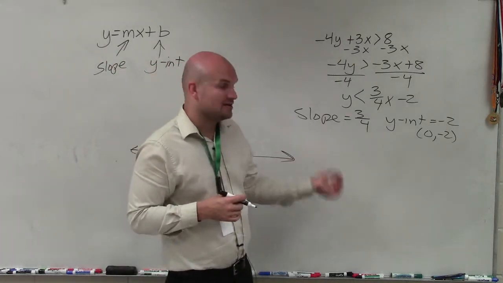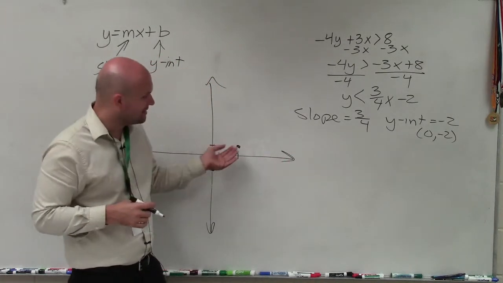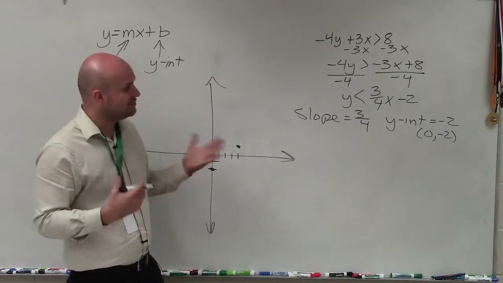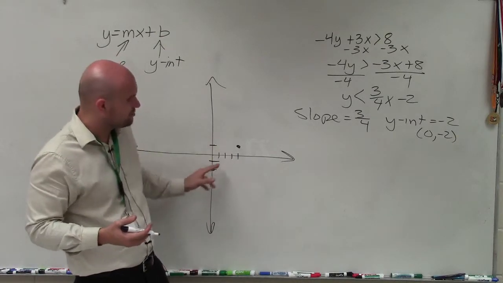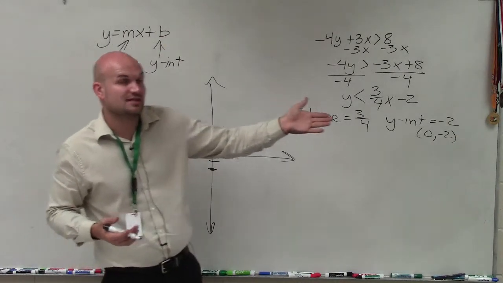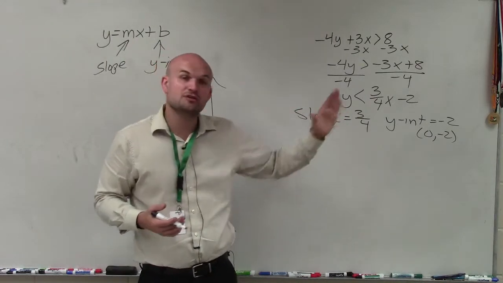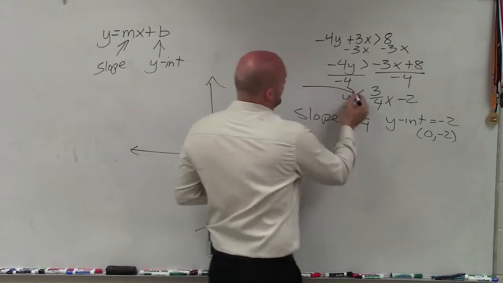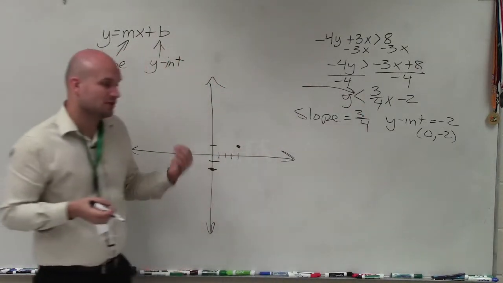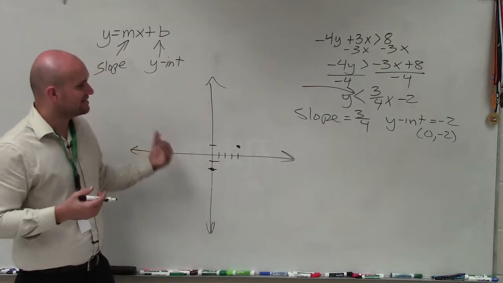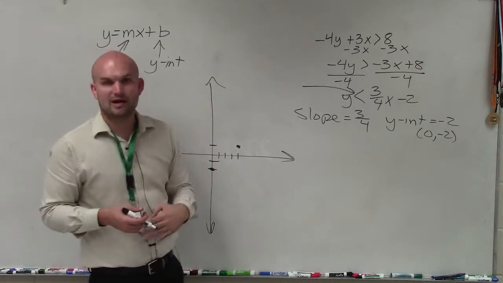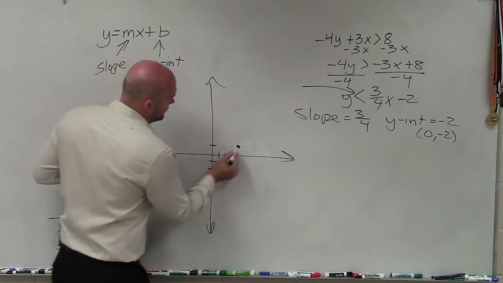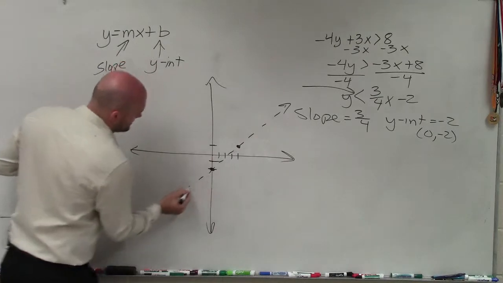Now, I also need to determine whether my line is going to be part of the solution or not. You could use test points if you like. You could test these two points, plug them into your inequality, and see if they're true or false. If they are part of the solution, then you're going to have a solid line. If they're not, you're going to use a dashed line. We can also look at our inequality symbol. If it's less than or greater than, then it's going to be dashed. When it's less than or equal to or greater than or equal to, we use a solid line. So I'll go ahead and create a nice little dashed line here.